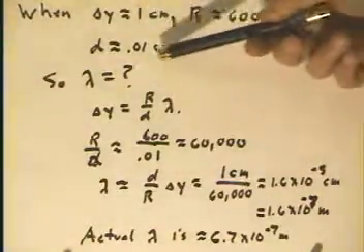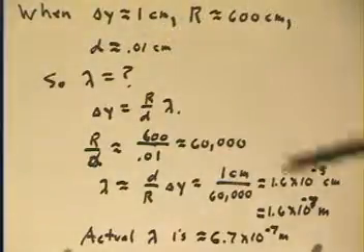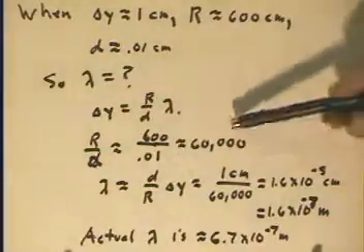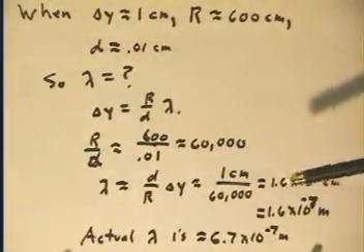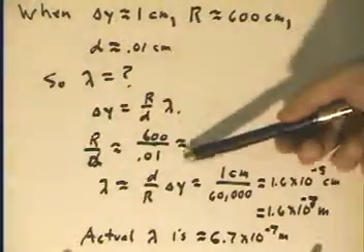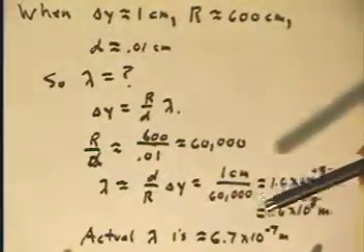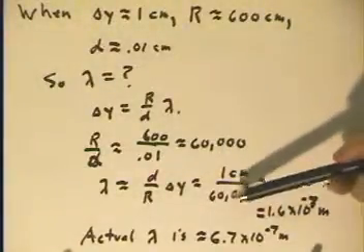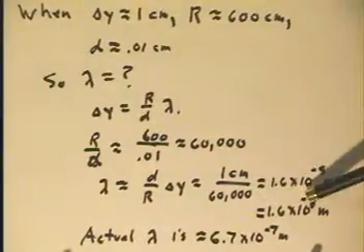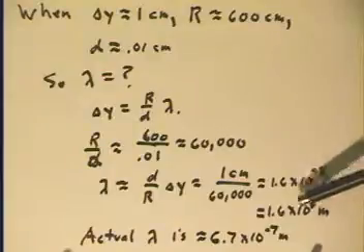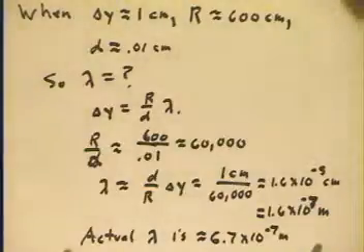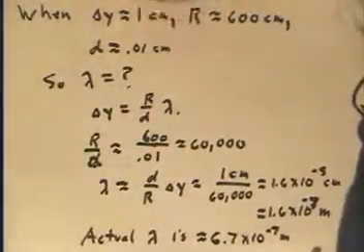If we increase d to like 0.04 centimeters, 4 times as great, then d over r is going to be 1/4 as great. Instead of 60,000 for r over d, we're going to have 600 over 0.04, which will be about 15,000. So we divide the 15 centimeters by 15,000, and we get something about 4 times as great, about 6.4 times 10 to the negative 5th centimeters, 6.4 times 10 to the negative 7th meters, which corresponds real closely to the 6.7 times 10 to the negative 7th meters that we observe here.